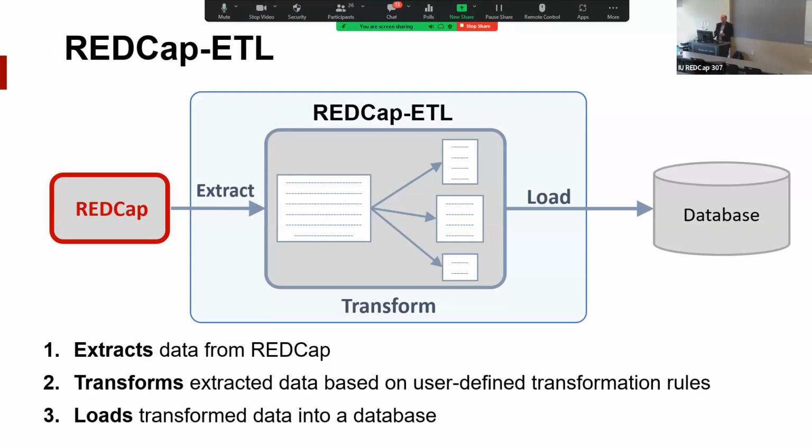So this shows what REDCap ETL does at a high level. The ETL in REDCap ETL stands for extract, transform, and load, and those are the three phases of what it does. In the extract phase, it extracts data from REDCap. In the transform phase, the extracted data is transformed based on user-defined transformation rules. And in the load phase, the transformed data is loaded into a database. Next, I'm going to provide a little more detail on each of those three phases.